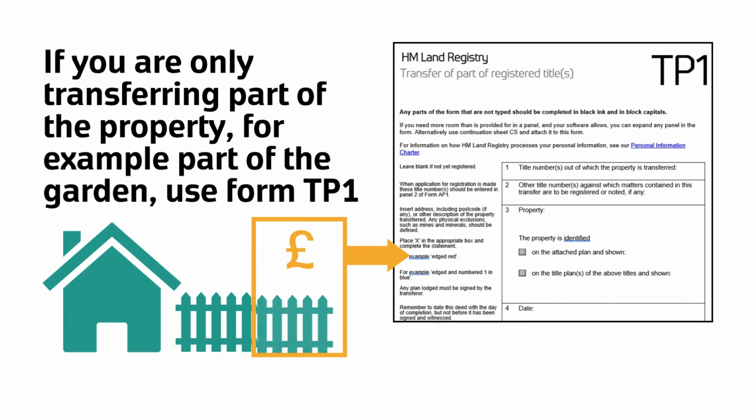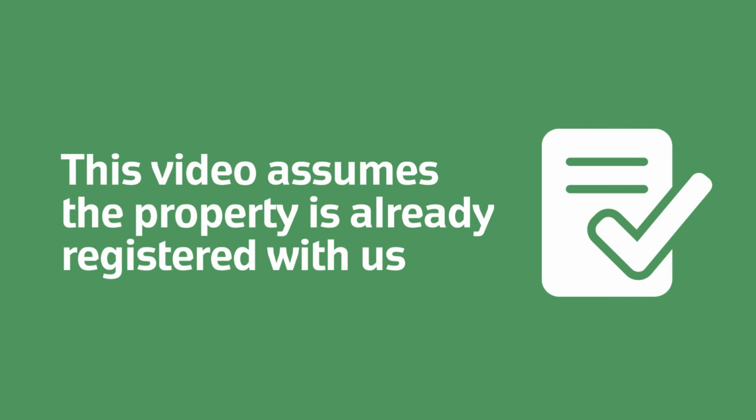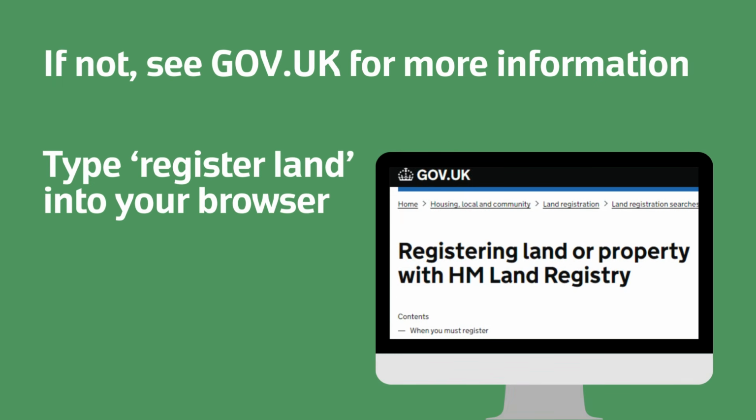If you are only transferring part of the property, for example, if you wanted to sell part of your garden to a neighbour, you would need to fill in a Form TP1, Transfer of Part, instead of Form TR1. In this video, we will assume the property is already registered with us. If the land or property is not already registered, see our guidance on gov.uk for more information.